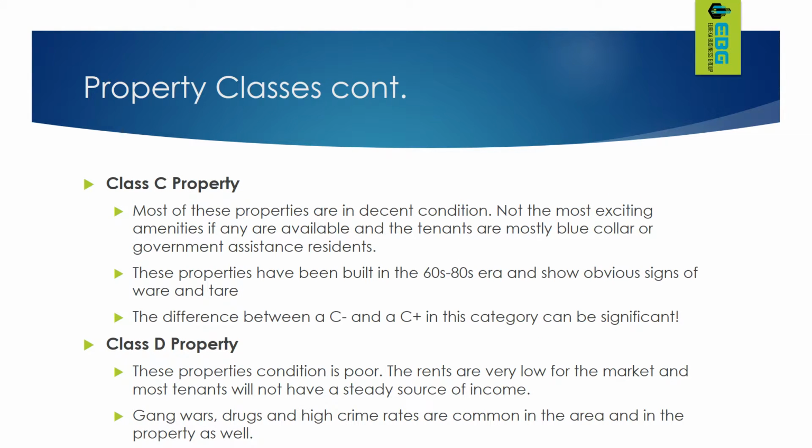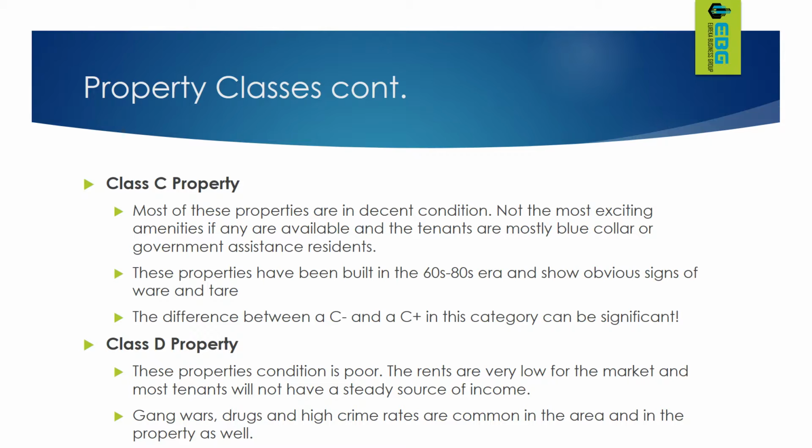C-class properties are the bread and butter. These are not very exciting, decent condition properties, usually built 60s, 70s, 80s eras. They will show obvious signs of wear and tear. It's been a few decades since they were built. Nothing exciting in terms of amenities. They will usually have a clubhouse or a pool or both. Definitely a laundry facility. But that's about it. Don't expect to find any big gyms or lap pools or saunas or anything like that in these properties.